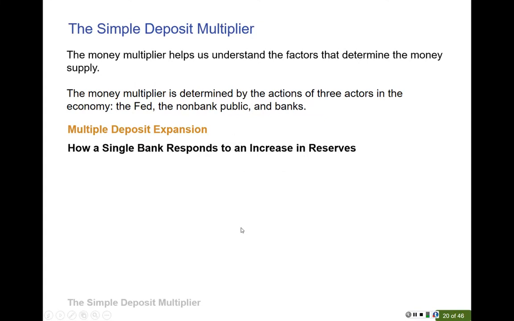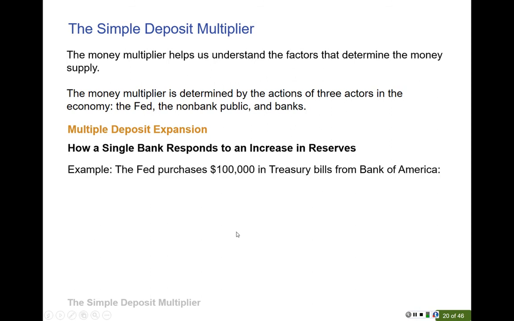So here we are going to study the simple deposit multiplier. In order to understand the simple deposit multiplier, we need to know how the deposits are created in the banking system. The whole process is called the deposit expansion process. So we are going to use a numerical example to illustrate this.